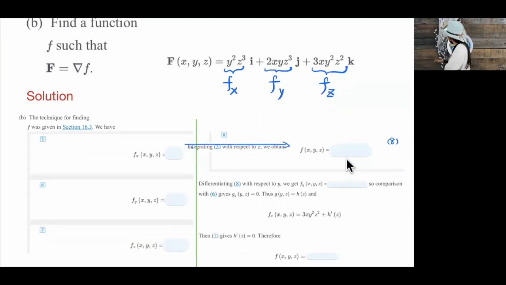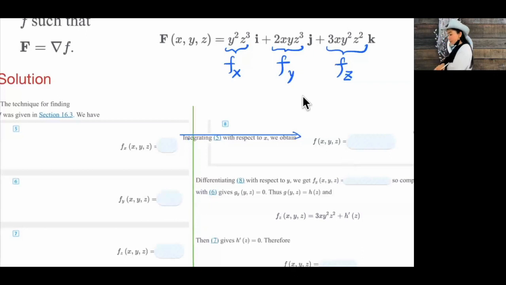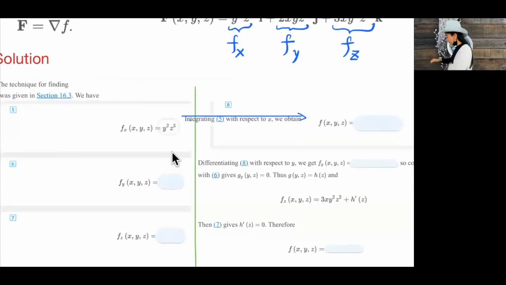So now we're going to fill in the blanks over here. What should I put over here? This first one, the partial derivative of small f with respect to x, is what? Yes. So that's y squared z cubed. And the second one here is 2xy z cubed. And then the last one is 3xy squared z squared.